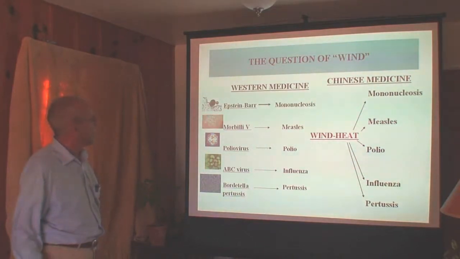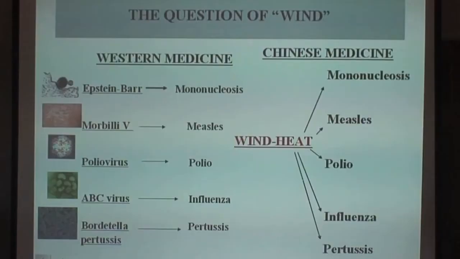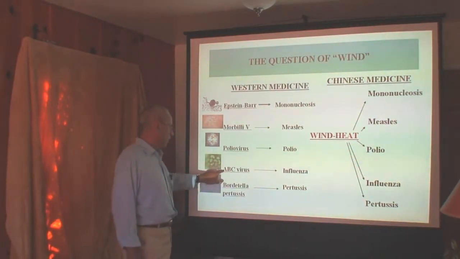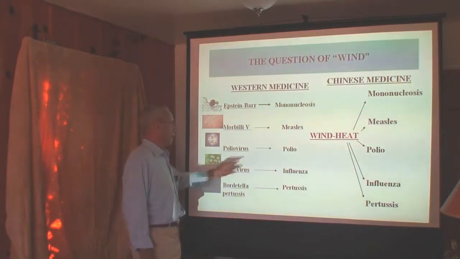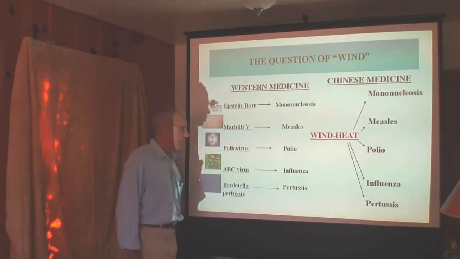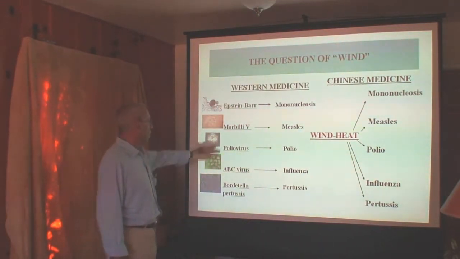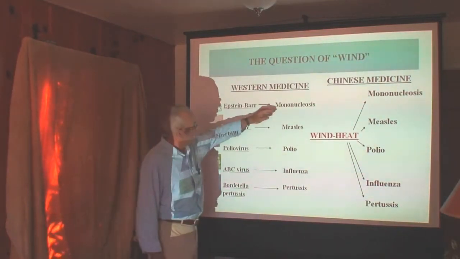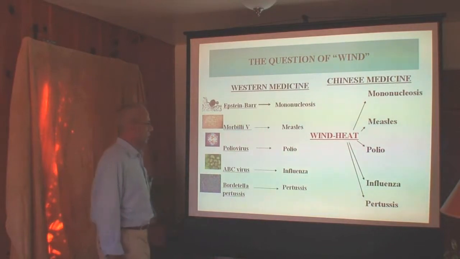So that is the comparison of the concept of wind in Chinese medicine with the Western concept of bacteria and virus. As you can see, each disease in Western medicine is caused by a specific bacteria or virus. If you're invaded by one of these 3 viruses, A, B, C, you get influenza. You don't get polio from that. If you get invaded by Bordetella pertussis, you get pertussis or whooping cough. If you get the morbillium bacillum, you get measles, etc. So for each disease, there is a corresponding bacteria or virus.